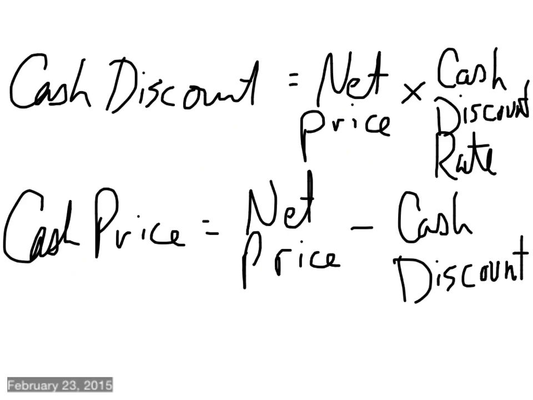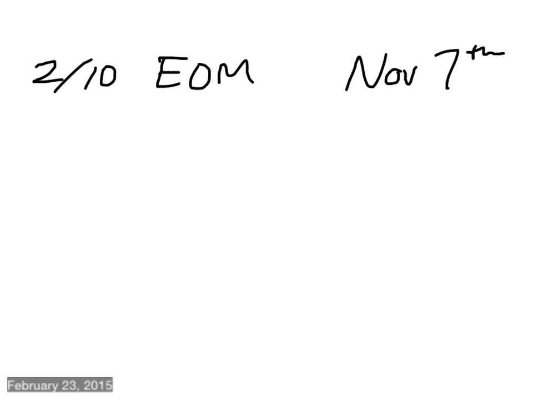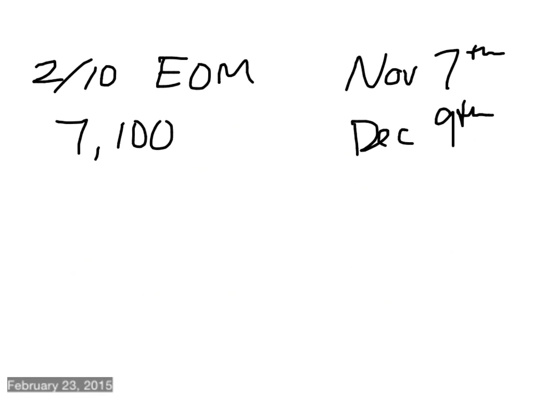All right. So their examples that they give you have something like that, but we're going to start off with number one. Number one goes on to say an invoice dated November 7th has terms of 2/10 EOM. The net price is $7,100. The invoice is paid December 9th. Find the last day that the discount can be taken and the last day to pay the invoice.